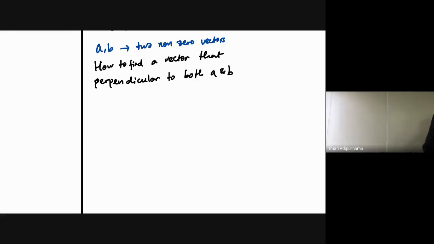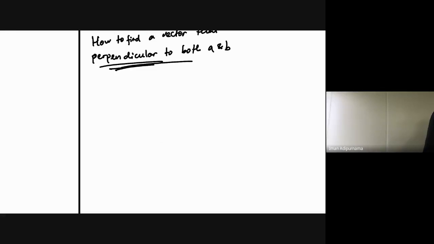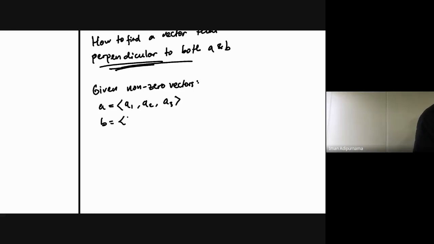So first, to find this kind of vector that's perpendicular, let's start by defining our vectors. So given two non-zero vectors, let's say A and then B.